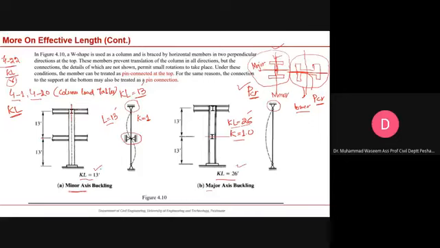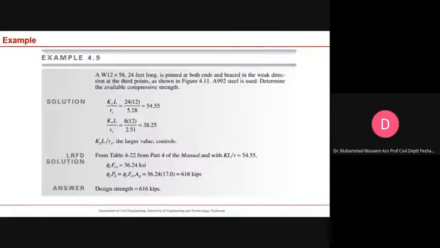Now, in order to deal with this type of problem, there is an example in this lecture. That example you can find in the Segui book, and there is a wide flange section. Let me remind you that if we have a symmetrical section, like a square, in this case there will be no major or minor axis.